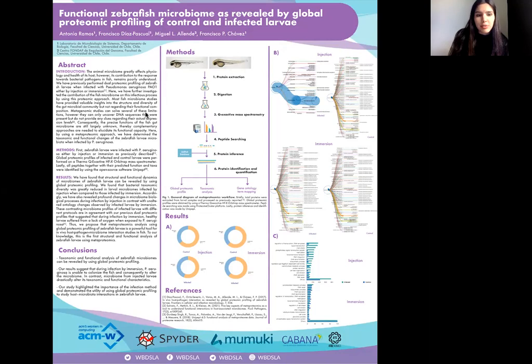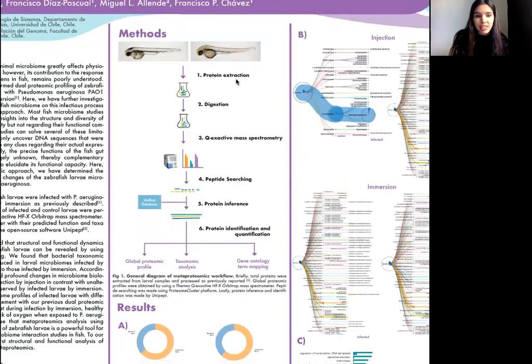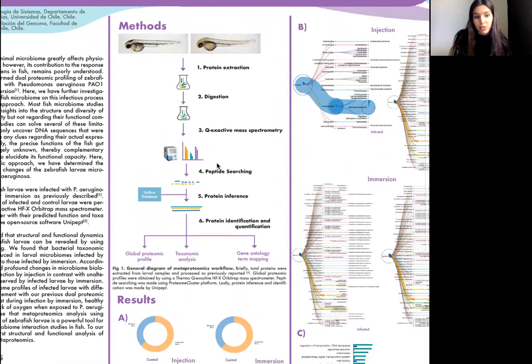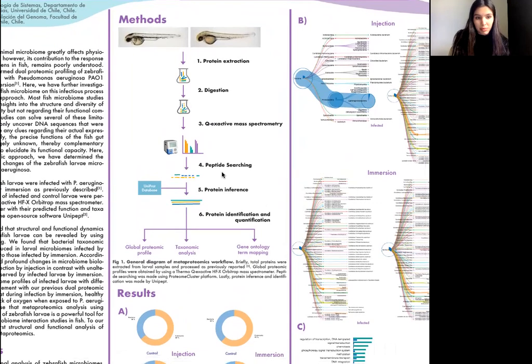And so zebrafish larvae were infected by the two different methods that I already mentioned, injection and immersion. And then the peptides were extracted, they were also digested, and then they were analyzed by a high-resolution mass spectrometer. After that, the raw data provided by the mass spectrometer was mapped with the different possible peptides, and then those were mapped with the UniProt database to determine the corresponding proteins.